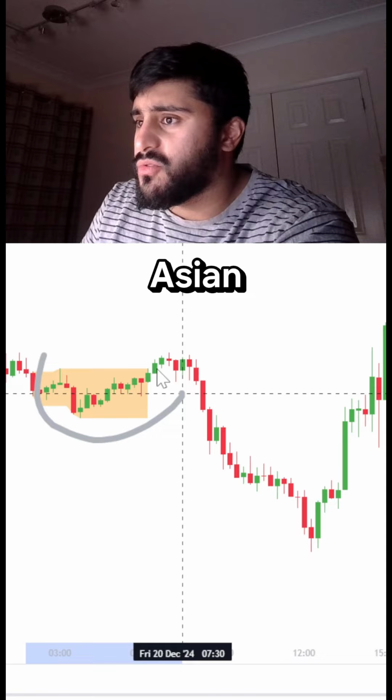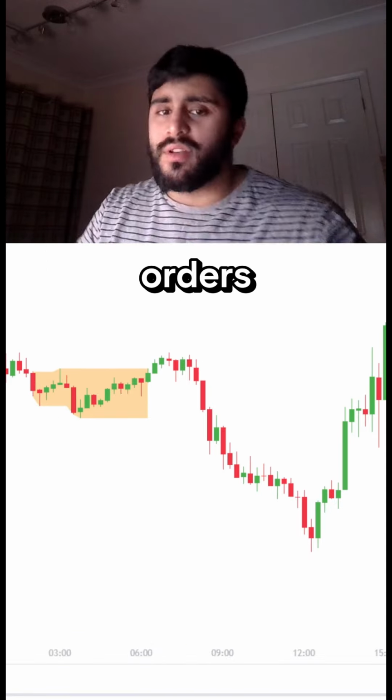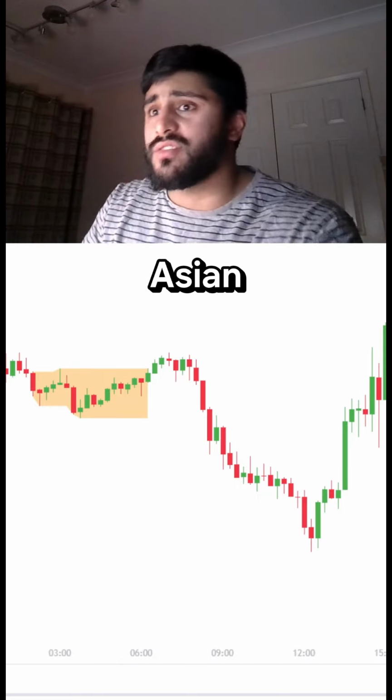So here we have our Asian range over here. This is the ICT accumulation. This is where market orders are produced, right? They're accumulated through the ICT accumulation. This is the Asian session range, right?